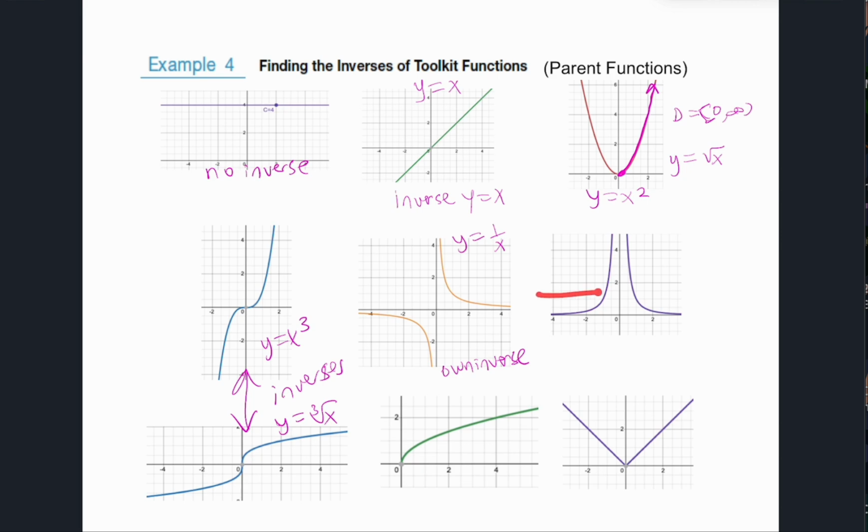This does not pass the horizontal line test unless you use possibly one little swoop instead. So there's no inverse here. Square root has an inverse of y equals x squared. It is the inverse of the square root of x as long as we only use half of it. And the absolute value has no inverse because it fails the horizontal line test. Now, I'm not going to ask you those per se, but I just wanted to show you how they worked in the parent functions, and then you'll get an idea of how they're going to work in the transformed, changed functions.